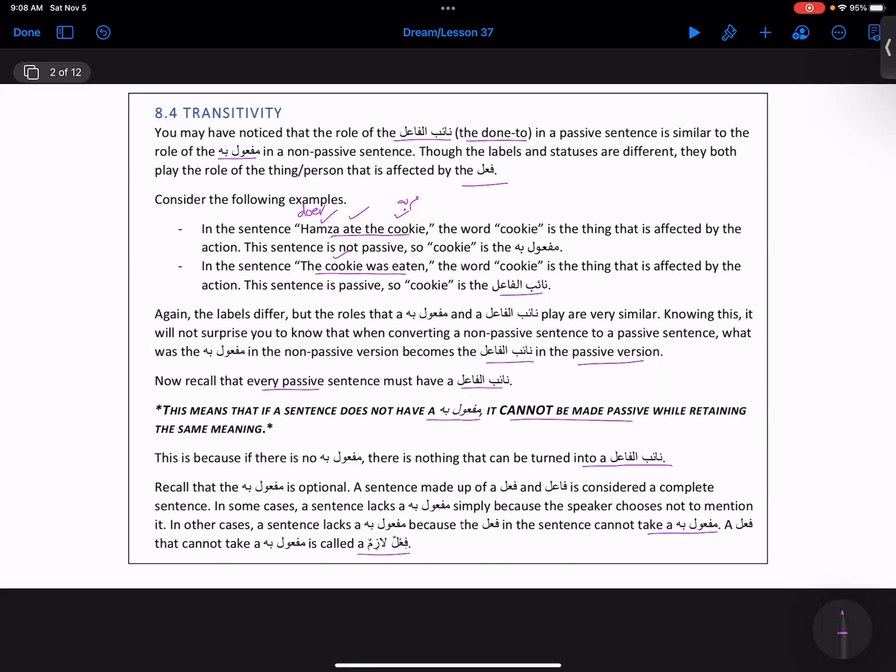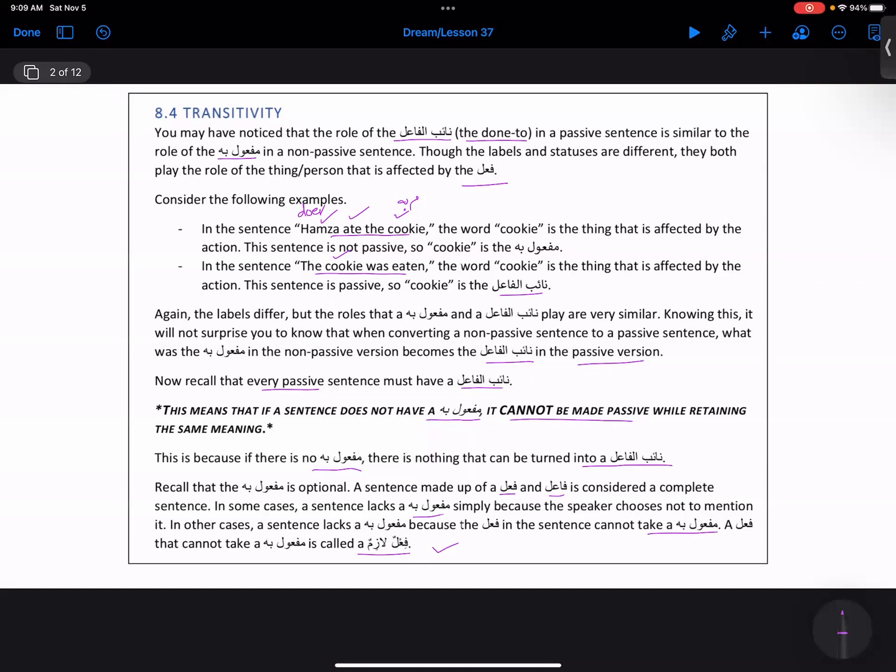This is because if there is no maf'ulun bihi, there is nothing that can be turned into naib fail. Recall that the maf'ulun bihi is optional, right? Not in every sentence do we require maf'ulun bihi, but it gives us more information. A sentence made up of a fail and a fa'il is considered a complete sentence. We know that, right? In some cases, a sentence lacks a maf'ulun bihi simply because the speaker chose not to mention it. In other cases, a sentence lacks a maf'ulun bihi because the fail in the sentence cannot take a maf'ulun bihi. A fail that cannot take a maf'ulun bihi is called fail lazim.